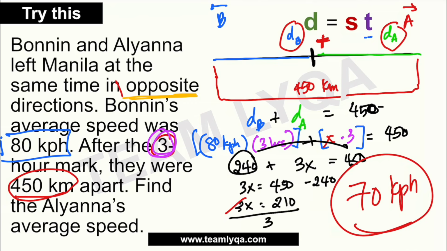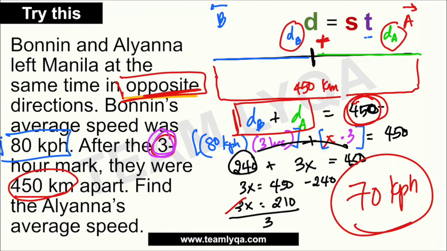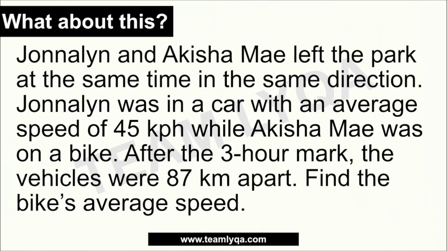Kaya kung sila ay traveling in opposite directions, pwede nating kunin yung distance na total nila. Equal daw yon sa distance nung dalawang players na minention sa problem. Ia-add natin. So, d sub 1 plus d sub 2 is equal to total distance. Now, the next question would be, paano kung same direction? Itong problem na to, again, hi kay Jonalyn naman and Akisha May, they left the park at the same time in the same direction. So, hindi sila opposite direction kagaya nung kanina.